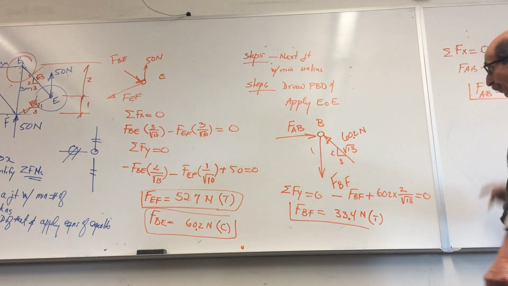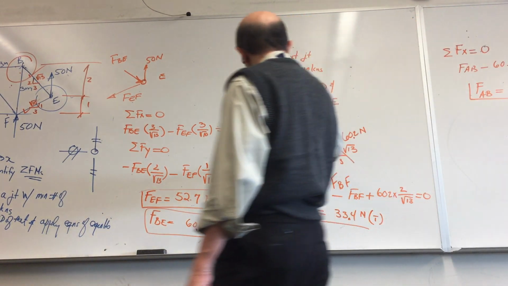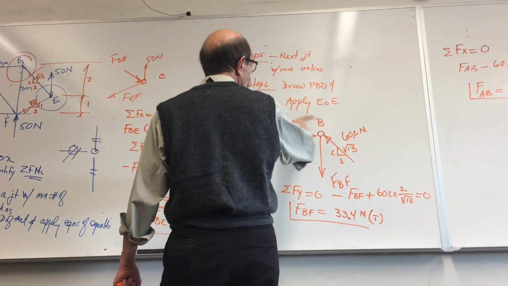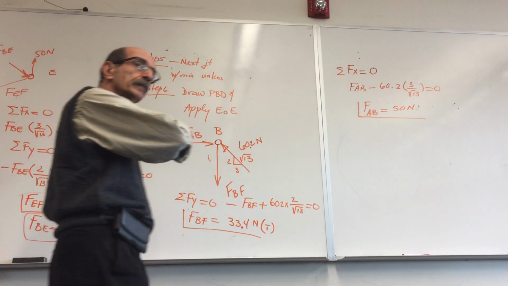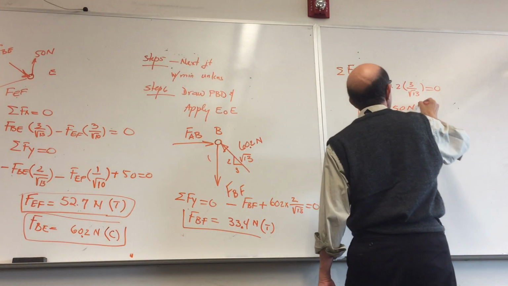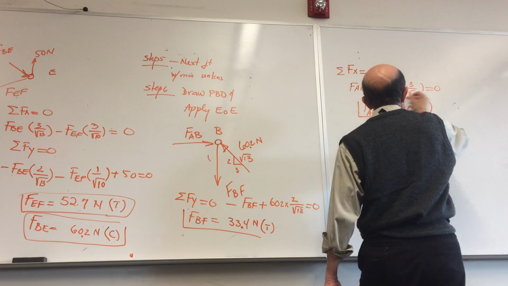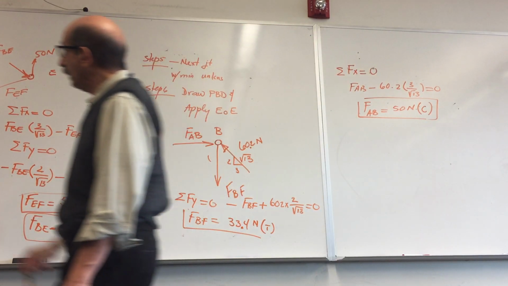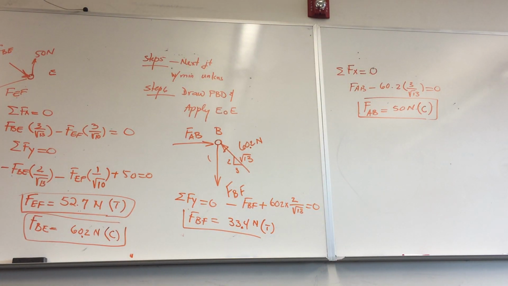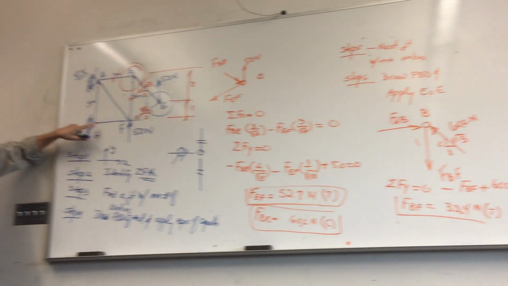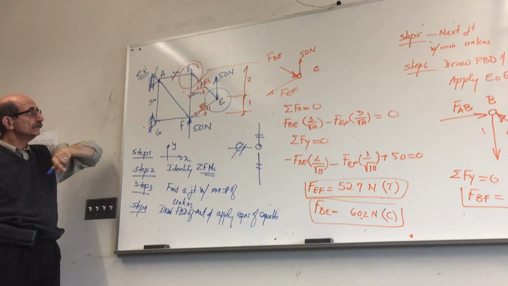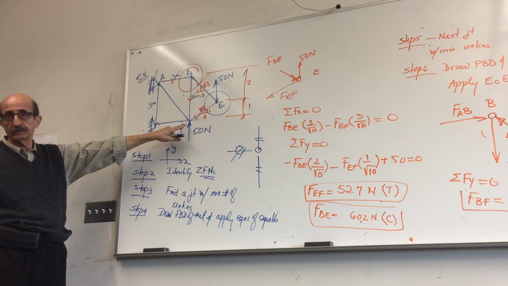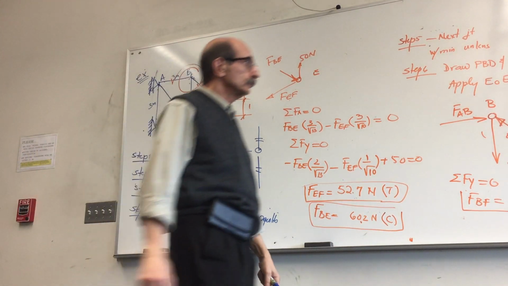And that came out to be positive. That means the assumed direction is correct. Force is going towards the joint, so the corresponding member is in compression. So we have now this one and this one. So now this joint has 1, 2 unknowns, 1, 2, 3, 1, 2, 3, 4. So obviously this one is the next logical one to go to.